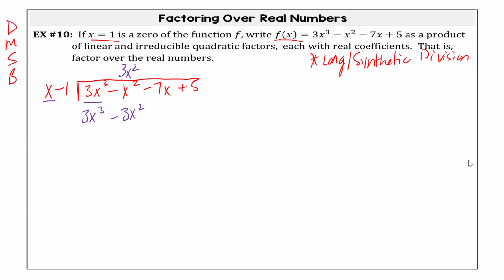Okay, so again, now we're multiplying. After we multiply, we subtract. When you're subtracting, that means you're changing the signs and combining. So change signs. This will cancel. I now have negative 1 plus 3x squared, which is 2x squared. And then I'm going to bring down and repeat. So now I have 2x squared divided by x. 2x squared divided by x is going to be positive 2x.